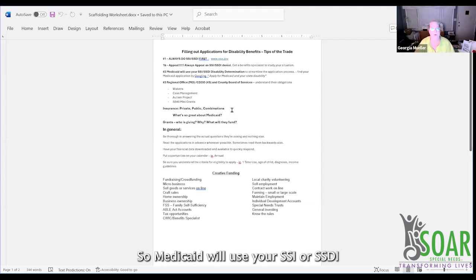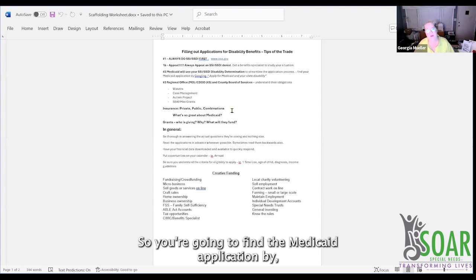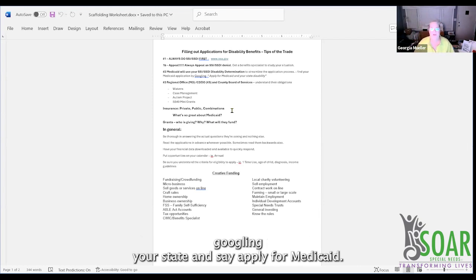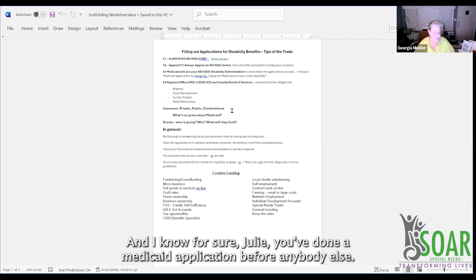Okay. So Medicaid will use your SSI or SSDI determination to streamline the application process. You're going to find the Medicaid application by Googling your state and saying apply for Medicaid. You look up the application, you start filling it out. And I know for sure, Julie, you've done a Medicaid application before.